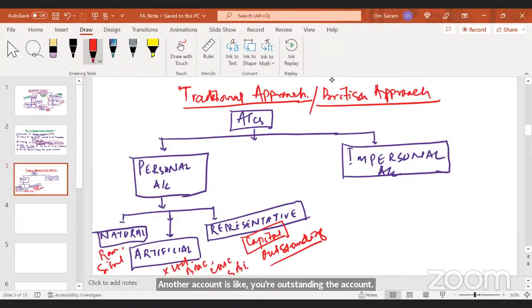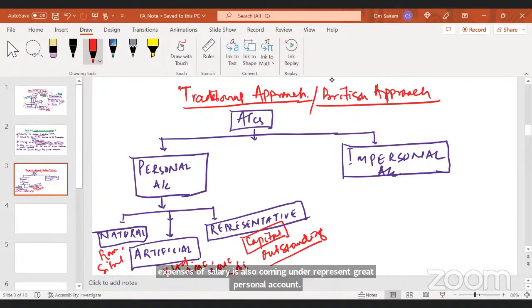Like your outstanding salary, outstanding expenses, outstanding rent. Let's say outstanding manager salary. Whenever we are talking about outstanding manager salary, outstanding represents to whom? To the manager of the business. Let's say Mr. Ashok is the manager of the business. So here outstanding salary of Mr. Ashok represents Mr. Ashok. So outstanding expenses or salary also comes under representative personal account. Is it clear? So natural person, artificial person, representative person, all come under personal account.